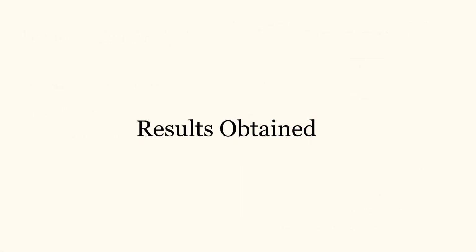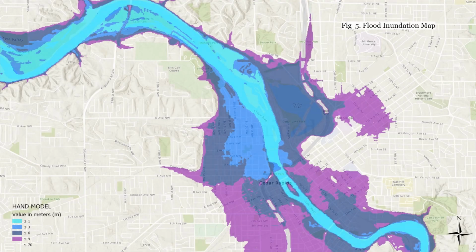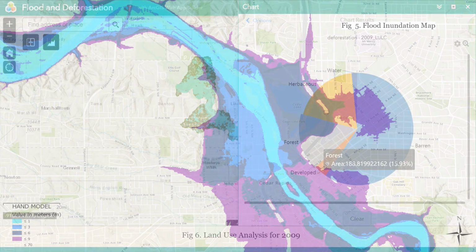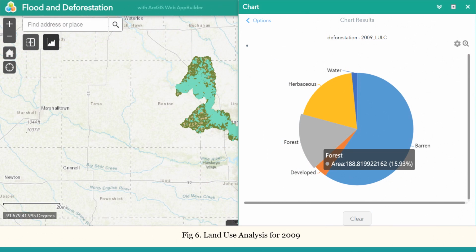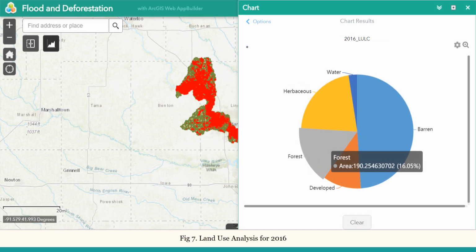And here we see the final results. This is the flood inundation map generated for the city of Cedar Rapids with the different colors depicting the areas inundated for different river stage heights. The color cyan shows the normal flow of the river, while purple shows the areas inundated when the river stage reaches 9 meters. The interface can be used to analyze the land use change in the area, with charts showing the changes in percentage of area of each land use class over time. These can be used to identify deforested areas which are affected by floods.